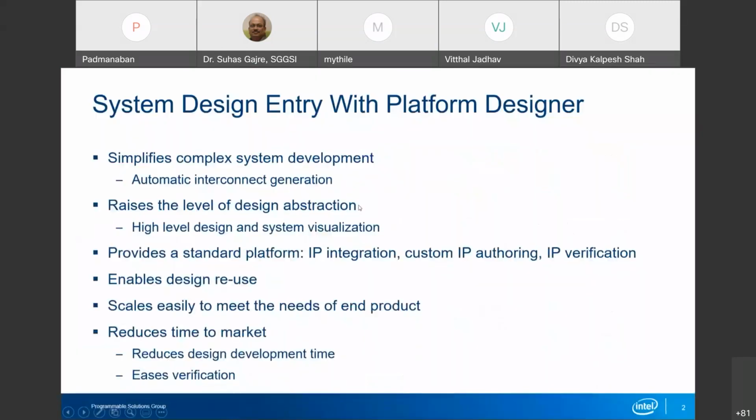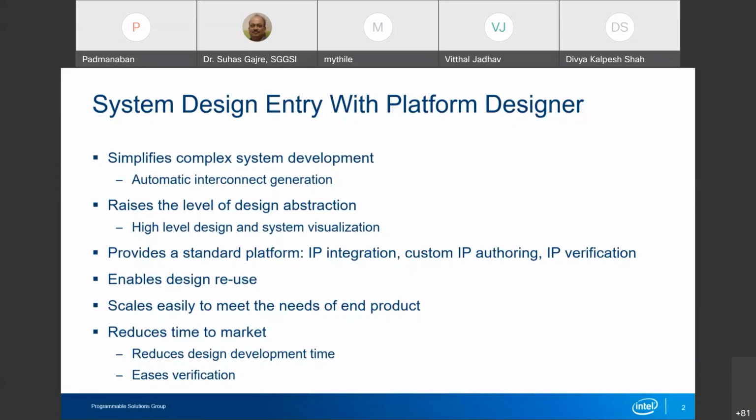System design with Platform Designer. This is what we should do. What is the advantage of Platform Designer? It simplifies complex system development. It raises the level of design abstraction. It provides a standard platform because it provides IP integration, custom IP authoring, IP verification, etc. It also enables design reuse, and it scales easily to meet the needs of the end product.